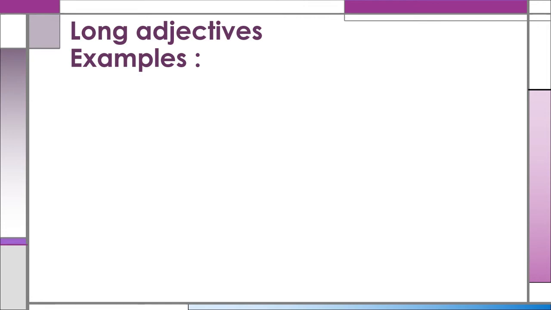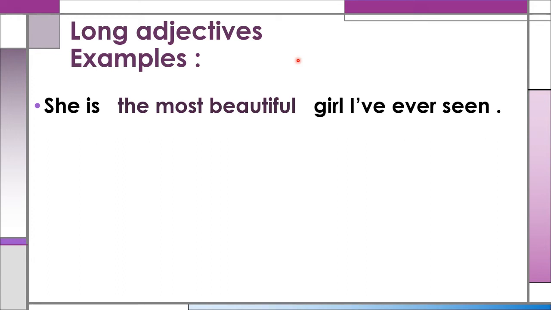What about the form of superlative with long adjectives? With long adjectives, we add the most in the superlative. Look at these sentences. Number 1, she is the most beautiful girl I've ever seen. She is the most beautiful. The most beautiful is the superlative adjective. We add the most before the adjective.